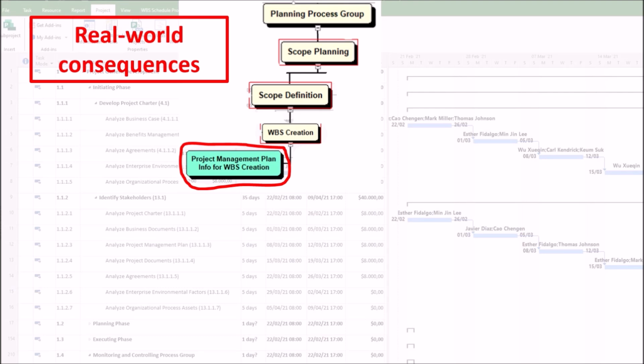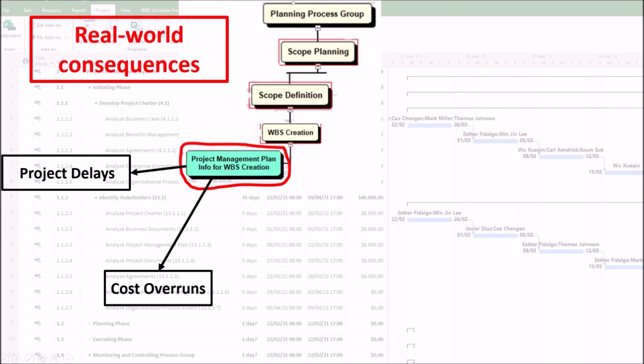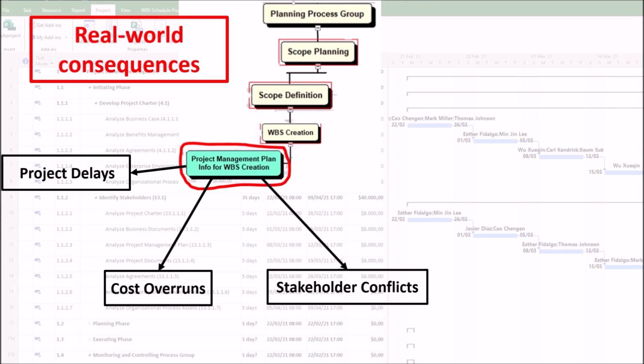As real-world consequences, we can have project delays due to rework caused by missing or inaccurate WBS components, cost overruns due to uncontrolled scope or inadequate work package estimates, stakeholder conflicts when promised deliverables are not reflected in the WBS, and failed audits if the WBS does not comply with organizational or regulatory standards. Without a proper review of the project management plan, the WBS may not be consistent, accurate, or aligned with the project objectives. A poorly analyzed project management plan undermines the WBS's effectiveness, turning it from a control tool into a source of chaos. Rigorous project management plan review is non-negotiable for WBS success.